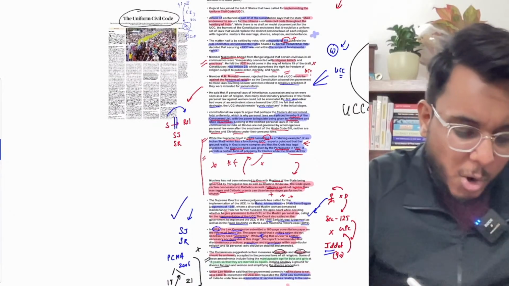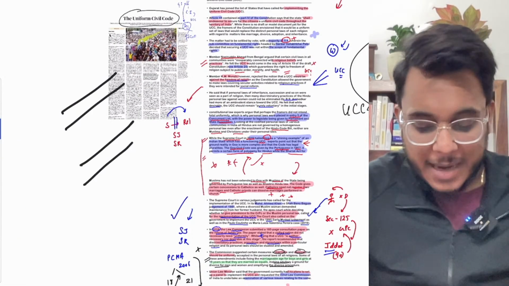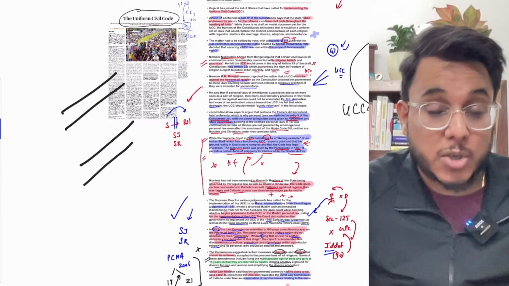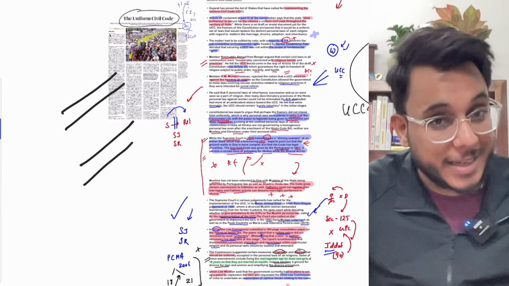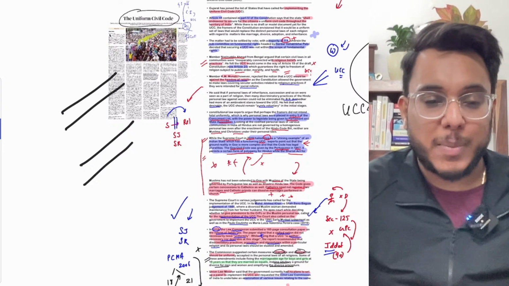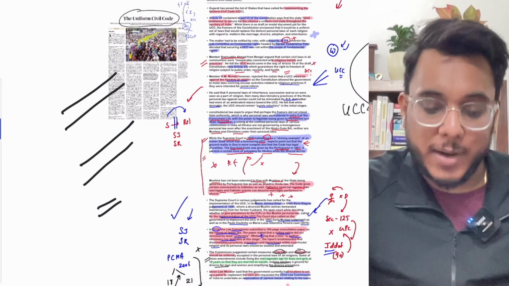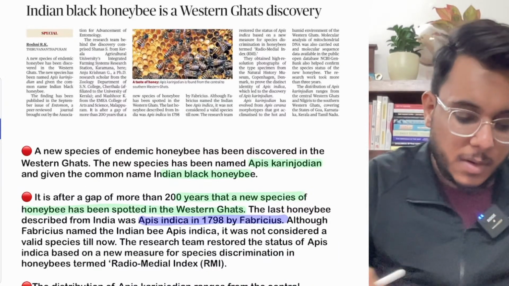So guys, these are all the issues with respect to the Uniform Civil Code. The Supreme Court judgments, the Law Commission 2018 report, and the 22nd Law Commission that has been constituted now are very important points, and please note them down in your notebooks. Now moving to the next article.